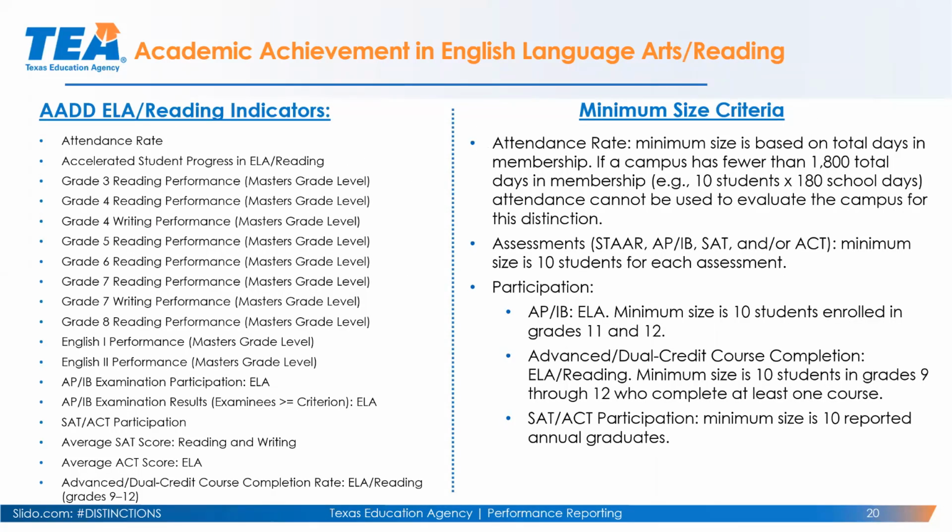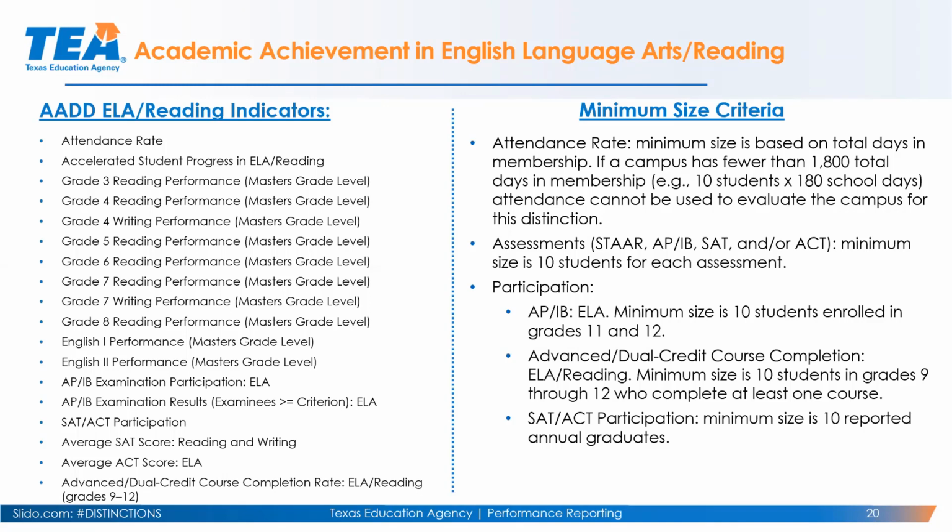On the left-hand side, we have all of our academic achievement ELA reading indicators that are used to evaluate performance for this distinction. You'll notice that the STAAR performance data for grades 3 through 8 and the end of course exams evaluates performance at the masters grade level, for example. On the right-hand side is the minimum size criteria. For example, attendance rate. Minimum size for attendance rate indicators is based on the total days in membership.